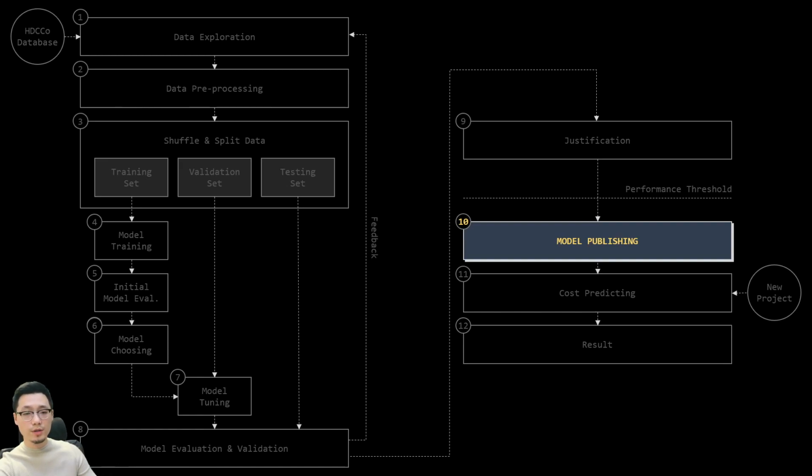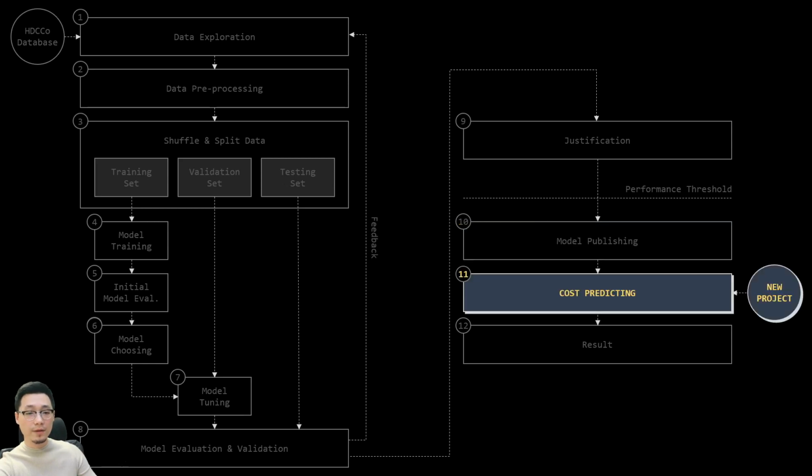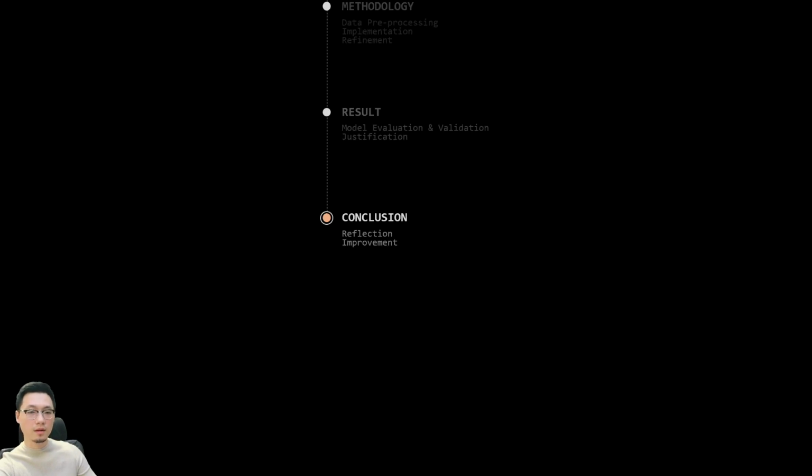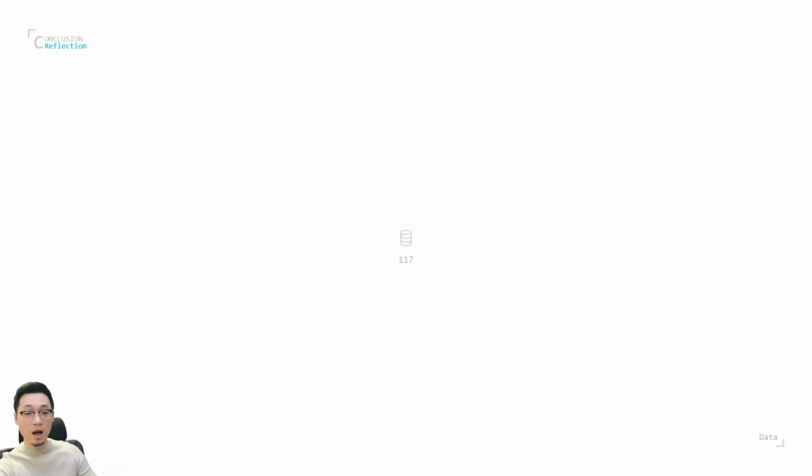We will then publish the best performed, optimized, and justified model. By feeding new project features into the published model, we will be able to predict its construction cost and to retrieve the new result. After going through the entire machine learning pipeline, it's time to conclude the prototype with some reflections and improvements. How can we do better with the current pipeline?